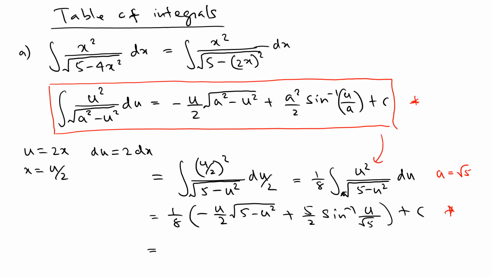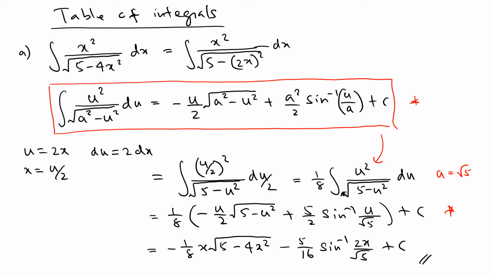Now let's put u back in. Let's substitute for u. You can see negative 1 over 8. U equals 2x, with the 2 it becomes x, times the square root of 5 minus 4x squared, minus 5 over 16 sine inverse of 2x over square root 5, plus c. So that's the final answer using one of those formulas that you can find in a textbook.